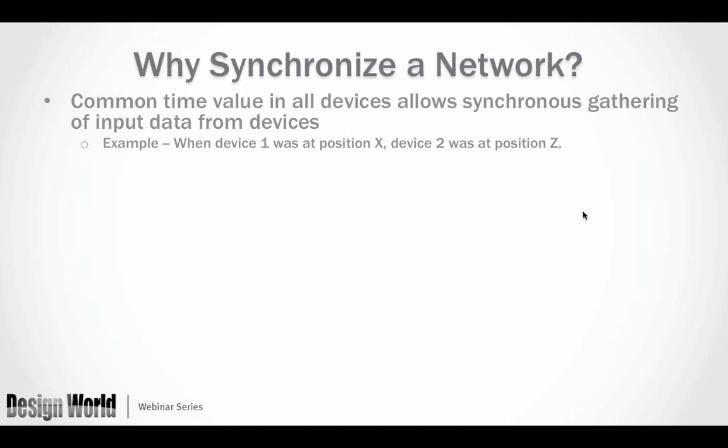So why would we even want to synchronize a network? And not every network really needs to be synchronized. It really depends on the needs of the system. So one common implementation is to gather the time values for all devices synchronously, or gather data synchronously based on a time value. So in motion control, for example, when device 1 was at position X, device 2 was at position Z, or the data at device 1 was this when device 2 was this value.